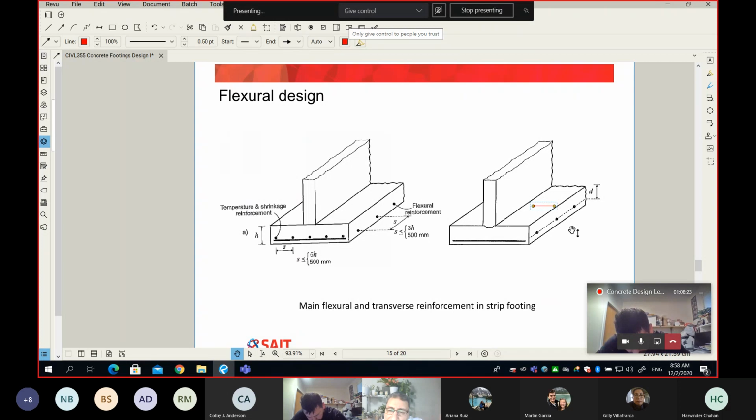One, we call it main, which 100% of the load will go into this direction. And the perpendicular to this direction is called the transverse. And if you remember, we add reinforcement in both directions. We add reinforcement on the main direction and on the transverse.